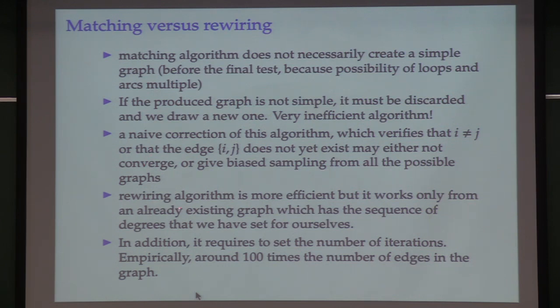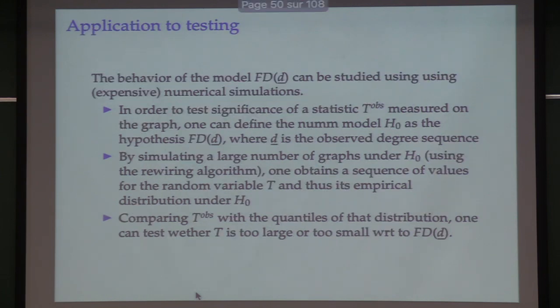And the rewiring algorithm is more efficient, but it works only from an already existing graph, which has the sequence of degrees that you aim at. And in addition, it requires setting the number of iterations. There's no rule, but empirically, people do 100 times the number of edges in the graph. So you take the number of edges and multiply it by 100, and that's the number of iterations. That's an empirical rule.